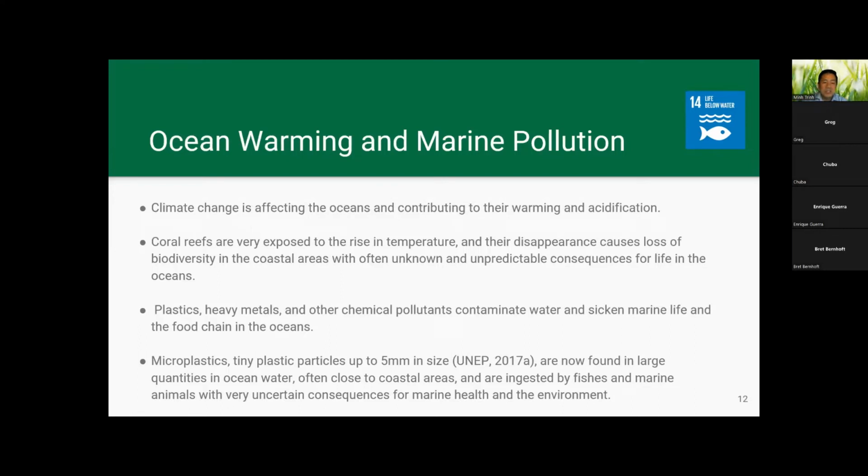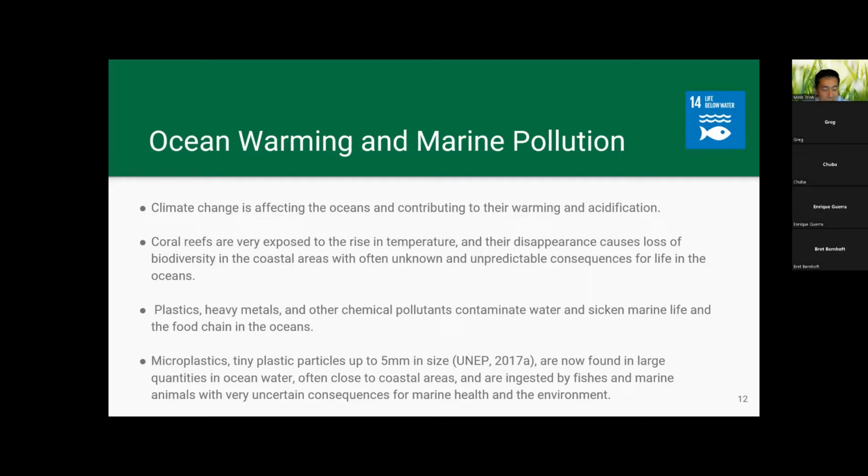So climate change is affecting the oceans and contributes to their warming and acidification. Coral reefs are very exposed to the rise in temperature. So their disappearance also causes losses of biodiversity in the coastal areas. There are also unknown and unpredictable consequences for life in the oceans. Something that one can directly observe, like plastics. We also have heavy metals, chemical pollutants, and contaminated water, which sicken marine life and the food chain in the oceans.